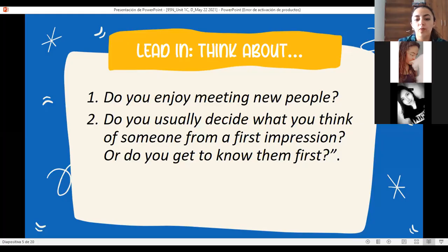Get to know well someone first. So you have an idea of what we are going to talk about today? We're going to talk about meeting new people. And for meeting new people, it's important that you know that when you are meeting someone, sometimes you're going to give your opinion about that person. And we have some specific phrases we can use when we are giving our opinions.